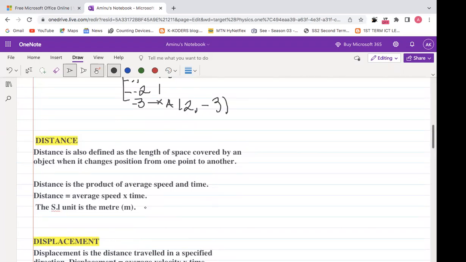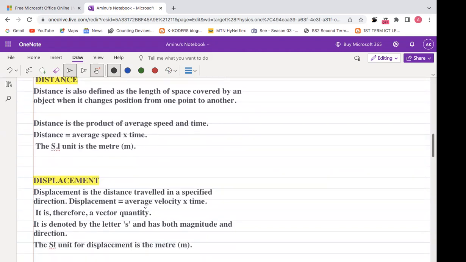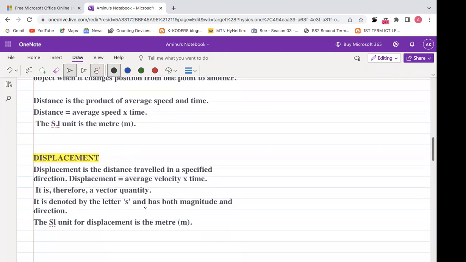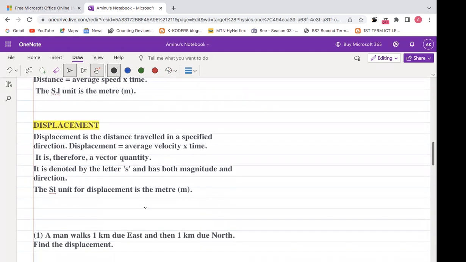Remember, in our previous class, we looked at the fundamental quantities and derived quantities, where we said that length is measured in meters, which is simply the space between 2 points. Now, before we solve simple calculations using distance and displacement, let's see what displacement is all about. Displacement is the distance traveled in a specified direction. That's the difference between distance and displacement.